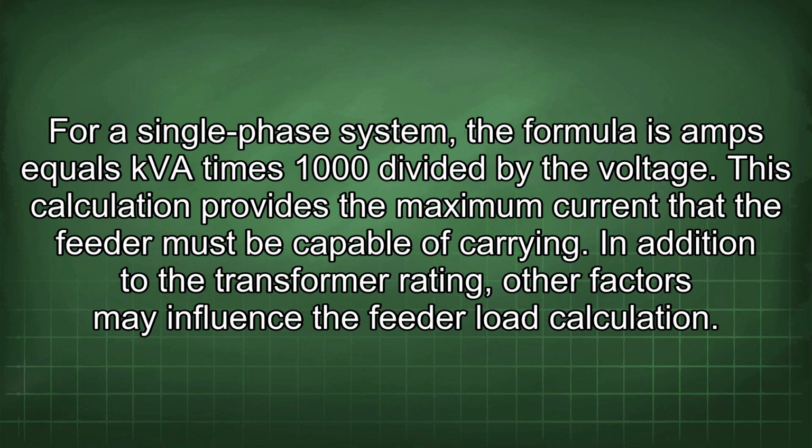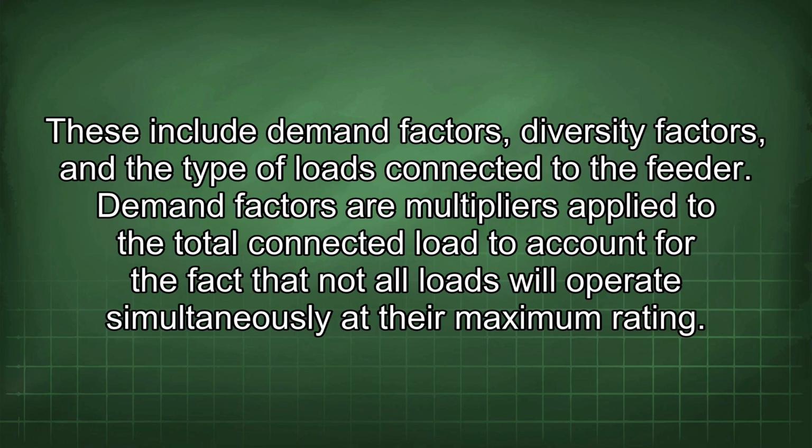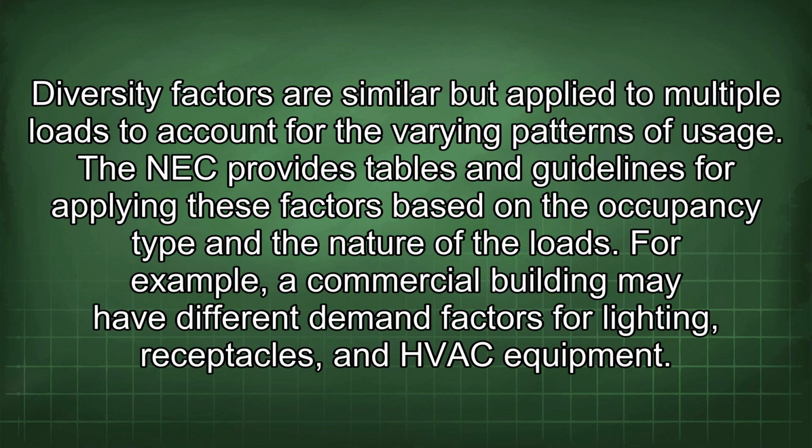In addition to the transformer rating, other factors may influence the feeder load calculation. These include demand factors, diversity factors, and the type of loads connected to the feeder. Demand factors are multipliers applied to the total connected load to account for the fact that not all loads will operate simultaneously at their maximum rating. Diversity factors are similar but apply to multiple loads to account for the varying patterns of usage. The NEC provides tables and guidelines for applying these factors based on the occupancy type and the nature of the loads. For example, a commercial building may have different demand factors for lighting, receptacles, and HVAC equipment.